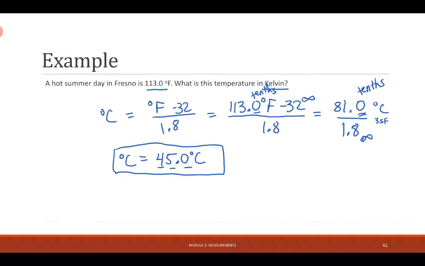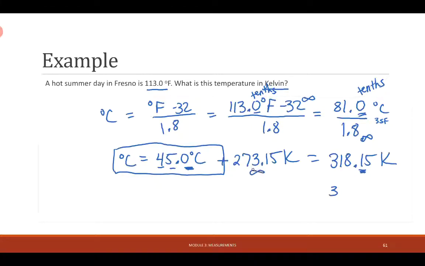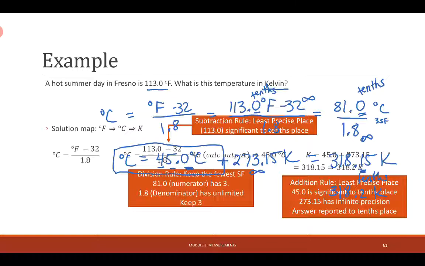But that wasn't the end of the question, was it? It was about Kelvin. Got to get to Kelvin. So to get to Kelvin, we have to add 273.15, and so that's 318.15 Kelvin. This is significant to the tenths place, and this has infinite decimal places. And so, rounding to the tenths place, 318.2 Kelvin. Okay.